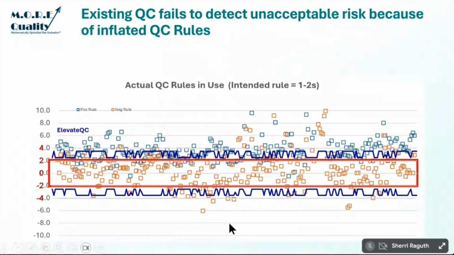With a 1-2.5S rule, you will never see a false positive flag unless the method changes, in which case it's a true positive flag. So by using a 1-2.5S rule and improving your method so that you can use a 1-2.5S rule, you eliminate false positives, which is everybody's greatest fear. We don't want to see the false positives. And you can detect failure of 1 error per day should that failure occur.